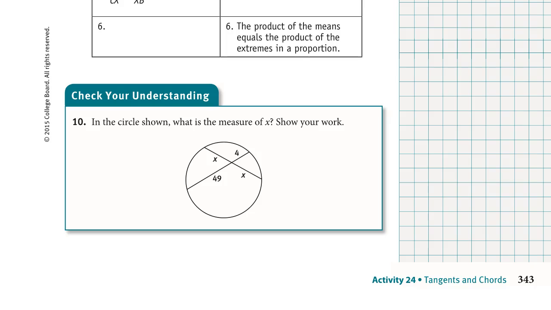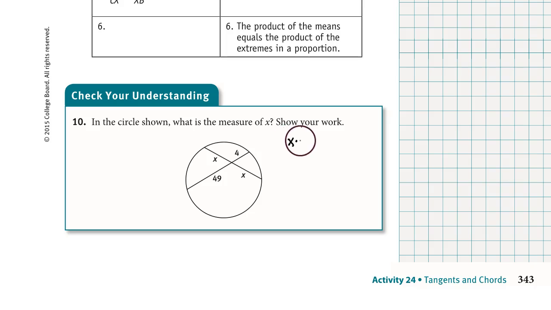Let's jump ahead to the check your understanding number 10. In the circle shown, what is the measure of x? We talked about several different theorems involving chords today. Which of those theorems fits this situation? We have two chords and they intersect. Well, this is that very last one we talked about. The product of the parts of the chords are equal to each other.